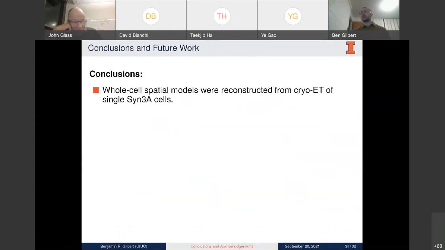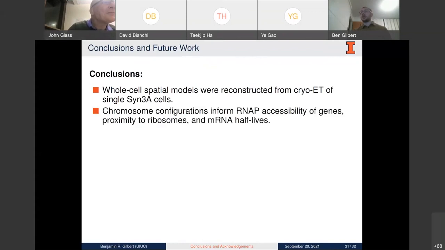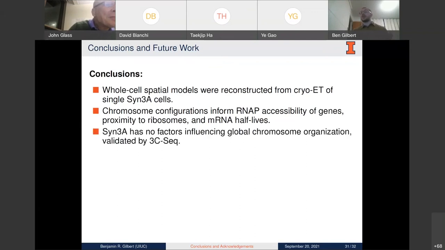So in conclusion, we reconstructed whole cell spatial models from cryo-ET. The chromosome configurations inform the RNA polymerase accessibility of genes, the proximity to ribosomes, and then also the mRNA half-lives, which my colleague Zane Thornburg will talk about some. SYN3A has no factors influencing global chromosome organization, which has been validated by the 3C-seq.